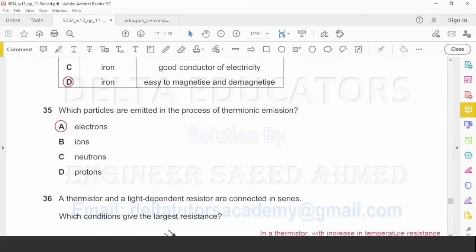Question number 35. Which particles are emitted in the process of thermionic emission? In thermionic emission, electrons are emitted out and electrons are given in option A. So correct option, option A.